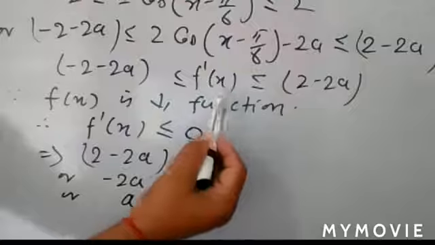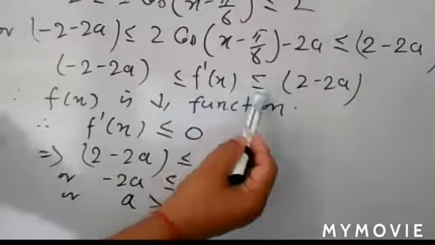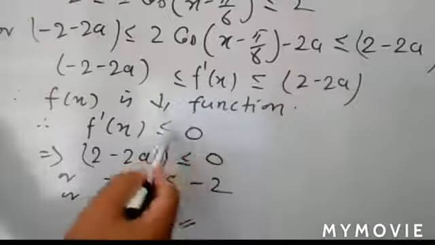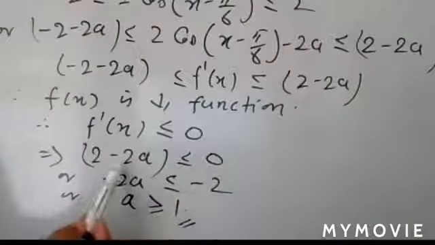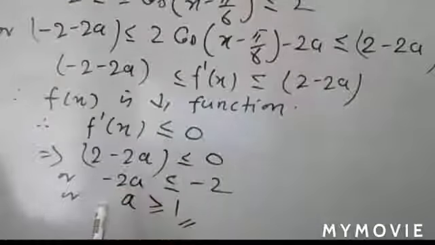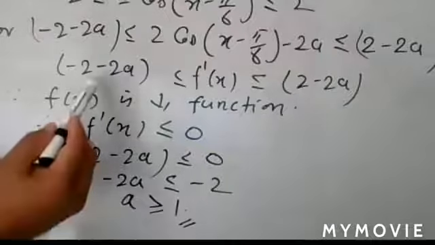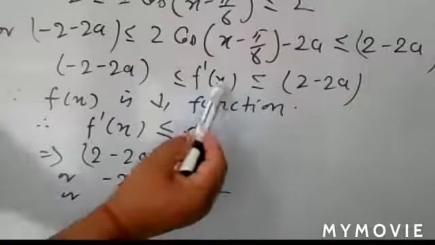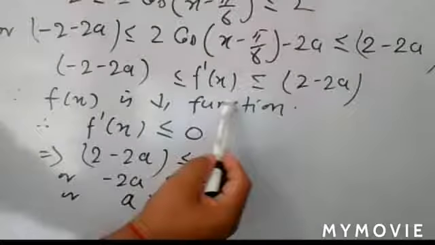So here you see that your function is less than this one, so this quantity is less than or equal to 0. Just see here, 2 minus 2a satisfies this condition. Because here it is given f dash x is less than or equal to 0, and from this inequality you have this function less than 2 minus 2a, so that quantity is less than or equal to 0.